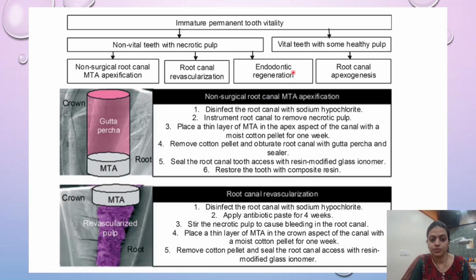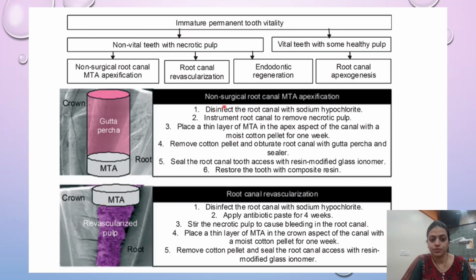Okay, now let's see this diagram. Here, see, it's explained that if we have an immature permanent tooth, we check the vitality. If it's non-vital with necrotic pulp, then we do non-surgical root canal treatment with MTA apexification or root canal revascularization or endodontic regeneration. But if it is a vital tooth with some healthy pulp, then root canal apexogenesis is preferred.